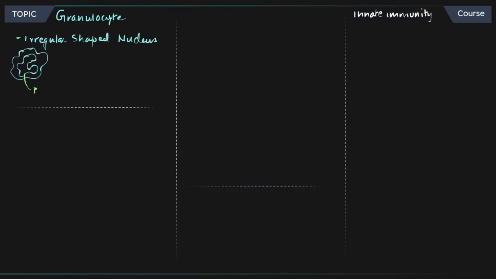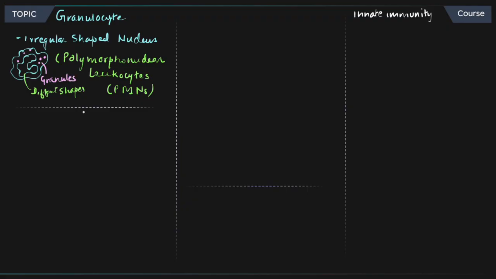That's why they are also known as polymorphonuclear leukocytes. So it will have different shapes in different granulocytes, and they're known as polymorphonuclear leukocytes. That is a really important point regarding these granulocytes. So let me write it down: polymorphonuclear, and in short, PMNs. Now let's talk about the granules. Granules are also present inside these cells, and they are really important for their function.